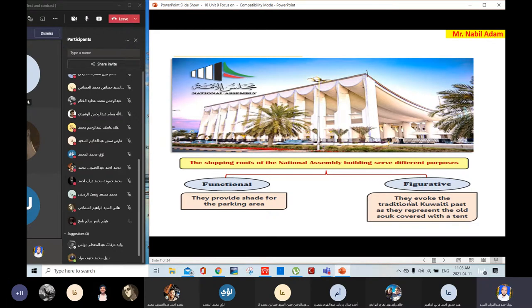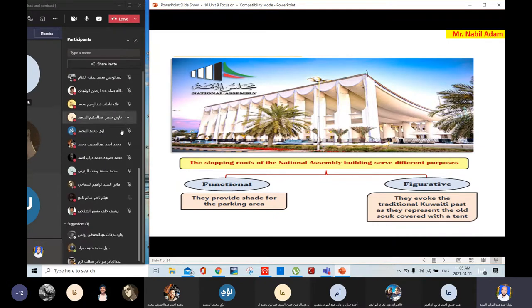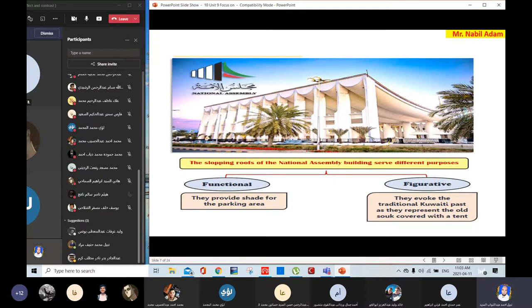And figurative, they evoke the traditional Kuwaiti past as they represent the old souk covered with a tent. So it's a symbol of a traditional souk, a traditional market, which was covered with a tent. So the National Assembly building looks like what? It looks like a traditional market, a traditional souk that was covered with a tent.